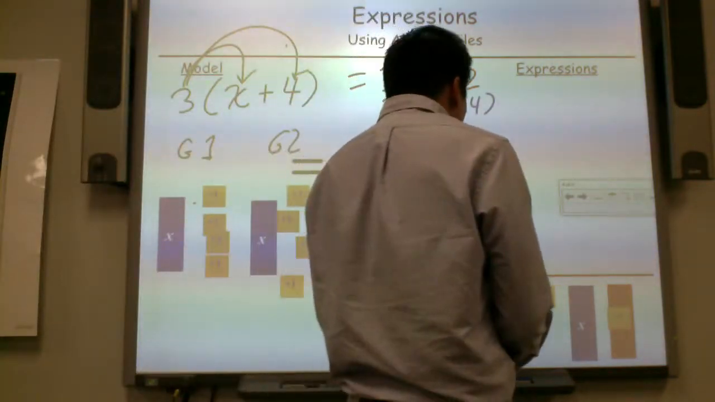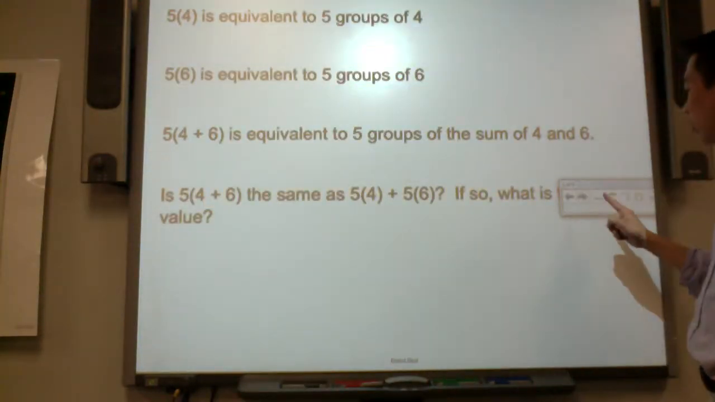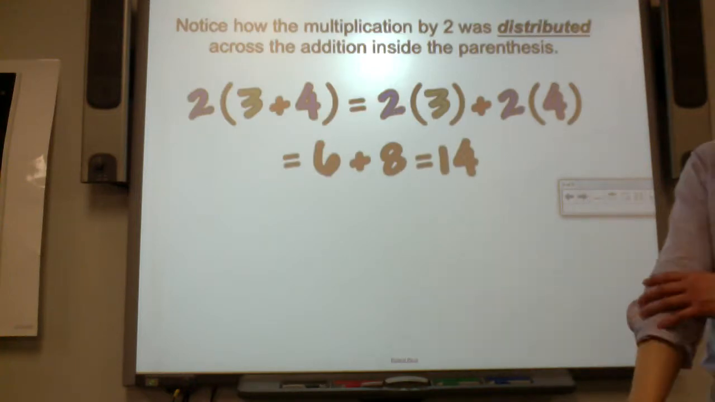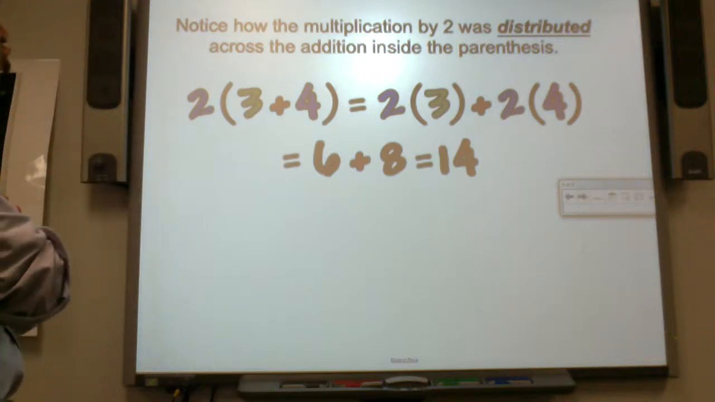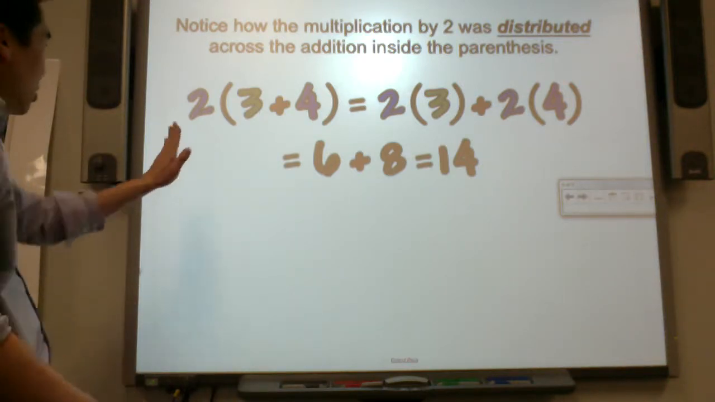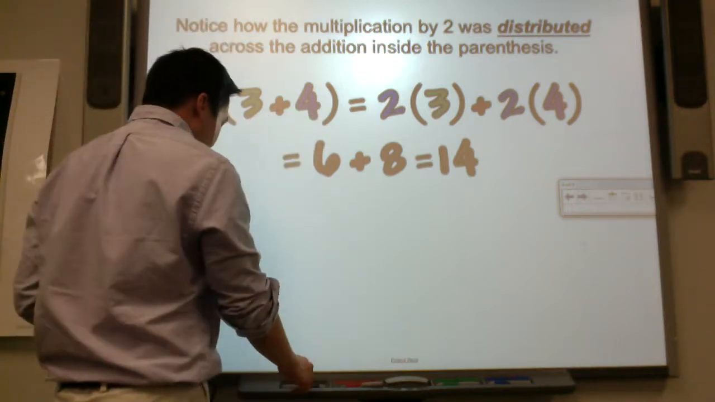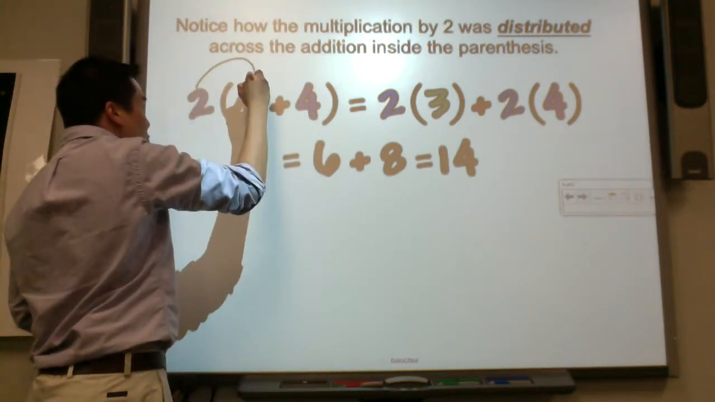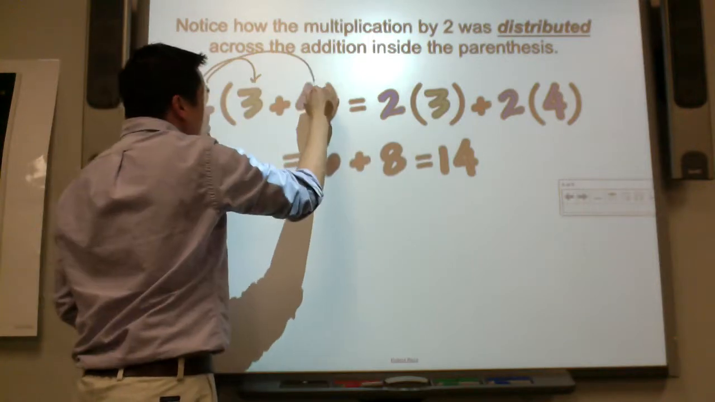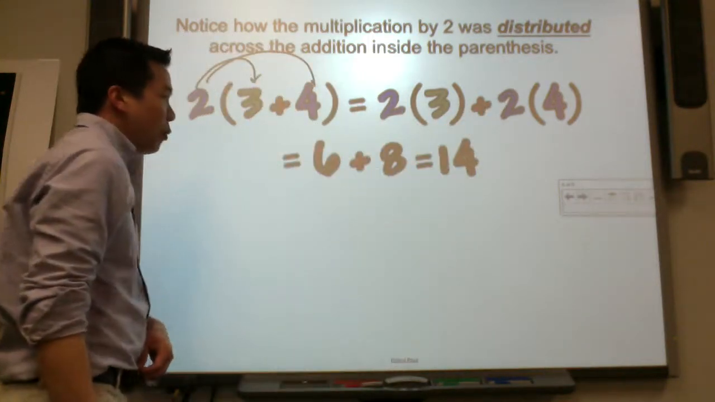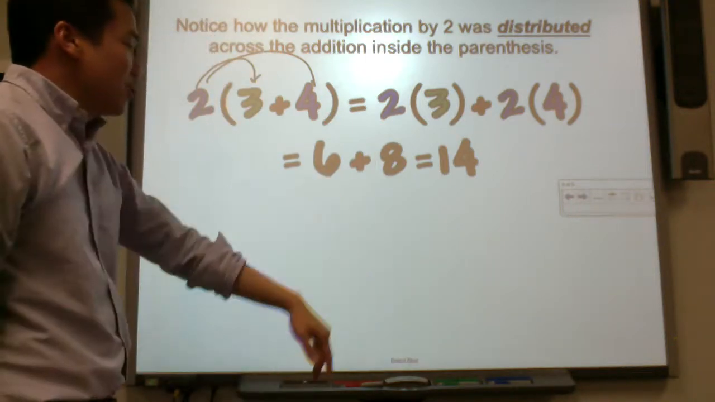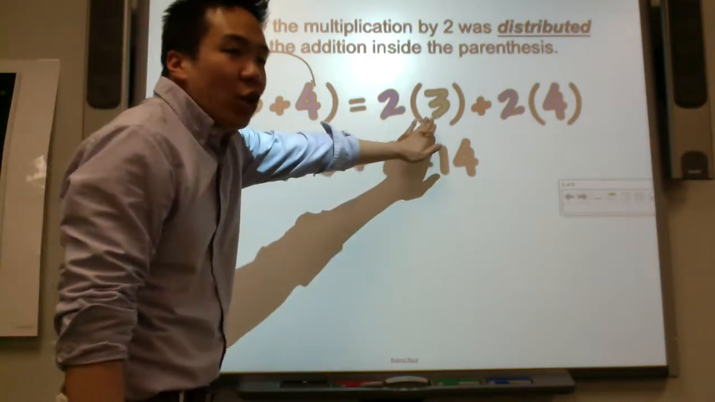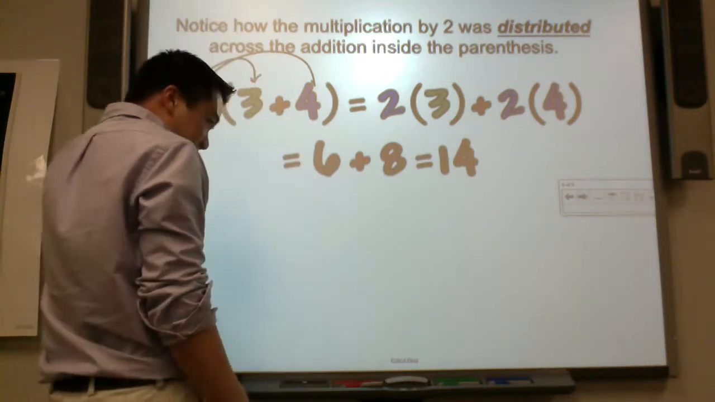So let's try to do it now. Can we try to solve this without using algebra tiles? So here's another example. Notice how the multiplication by 2 was distributed or shared across the addition inside the parentheses. So this is 3 plus 4. You have 2 groups of 3, 2 groups of positive 4. And what's 2 groups of 3? 6. What's 2 groups of 4? 8. 6 plus 8 is 14. So these are equivalent expressions.